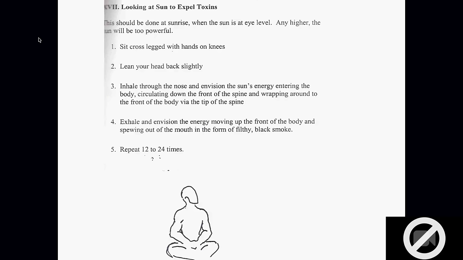Inhale through the nose and envision the sun's energy entering the body, circulating down the front of the spine, wrapping around the front of the body via the tip of the spine.